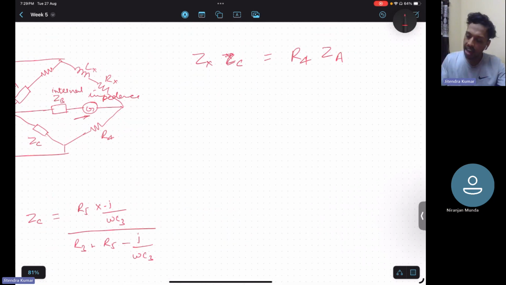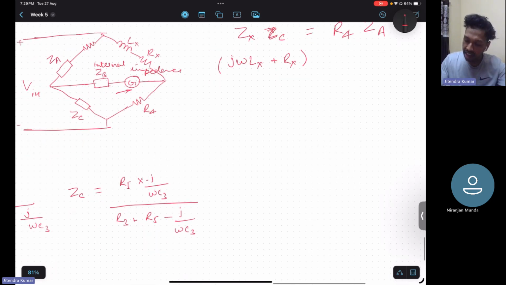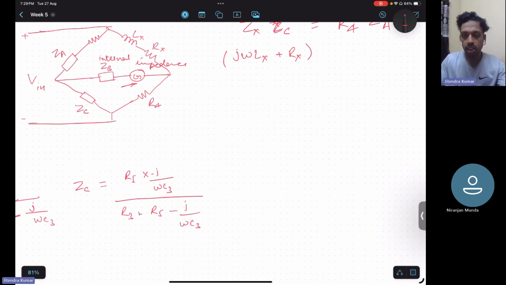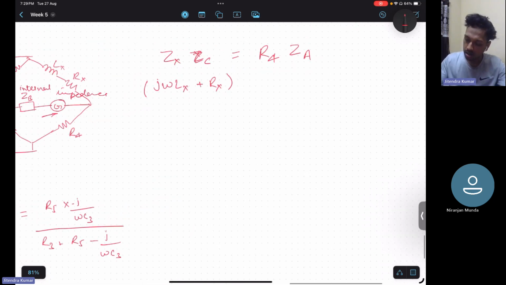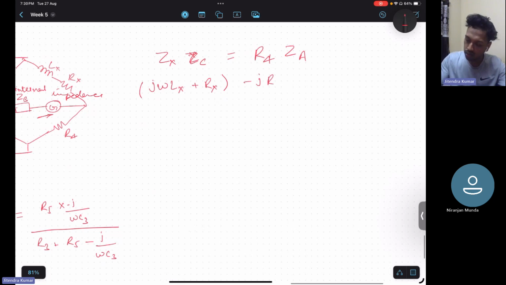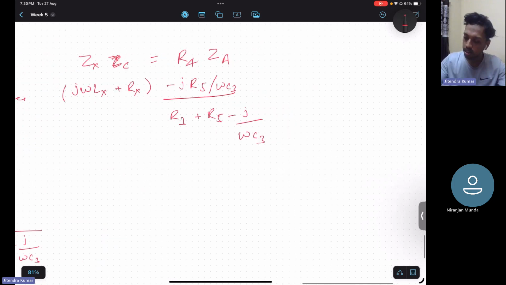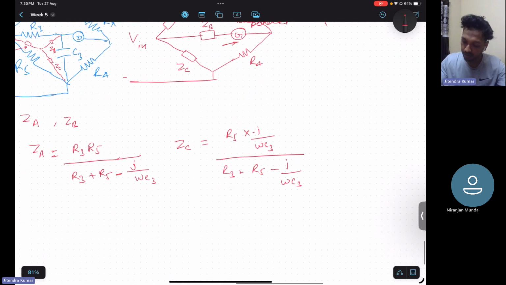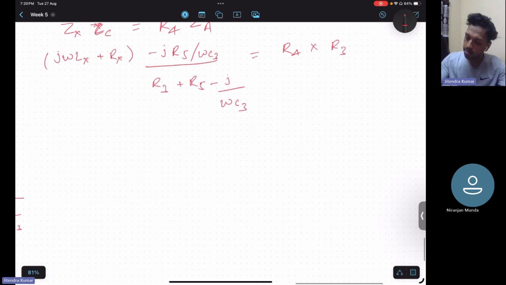So Zx we have j omega Lx plus Rx. Zc we have, Zc is like that. So we can further simplify, but it's better minus j R5 divided by R3 plus R5, omega C3 minus j by omega C. Okay, and that is equal to R4 into ZA. ZA is again R3 R5 divided by R3 plus R5 minus j by omega C.